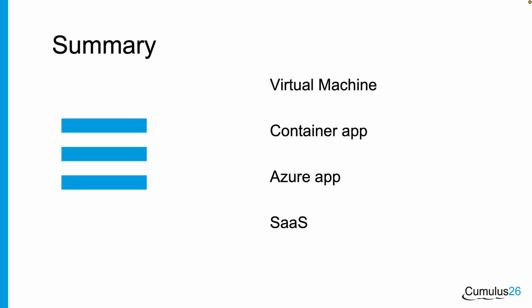Remember these 4 offer types and the differences between them when deciding which one is most appropriate for your solution: virtual machines, container apps, Azure apps, and SaaS. And recall, their differences lie in their deployment and pricing models.